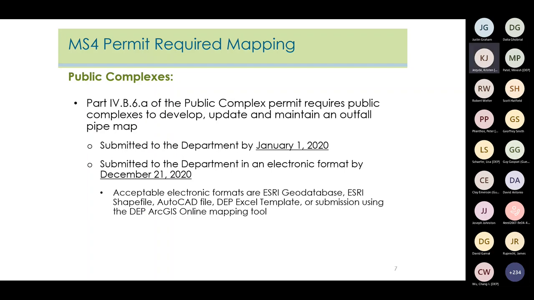The public complex permit covers facilities such as universities, prisons, military bases, hospitals, and other large publicly owned facilities. Their mapping requirements are similar to that of the 2018 Tier A permit. Public complexes are required to develop an outfall pipe map that was initially due to the department on January 1st of 2020 in any format, and then they were required to submit the outfall pipe map in an electronic format by December 21st of 2020.